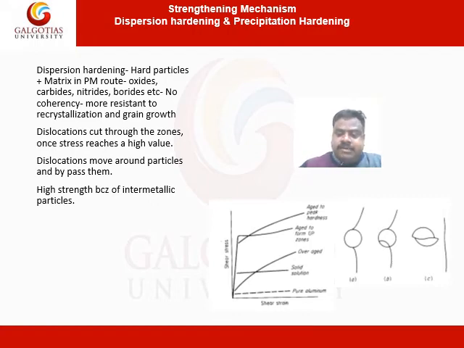We also see here from the picture how the dislocations move through the particle. Sometimes, if the stress reaches beyond the value, they cut through the particles. But oxide dispersion strengthened alloys, or ODS steels, have a very high creep resistance. In fact, high temperature strength is increased because of this dispersion hardening.